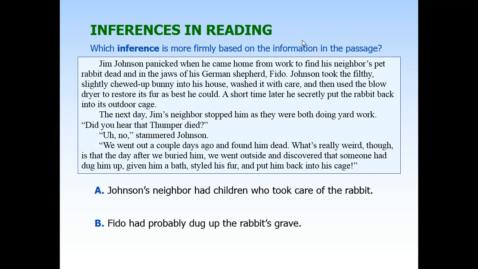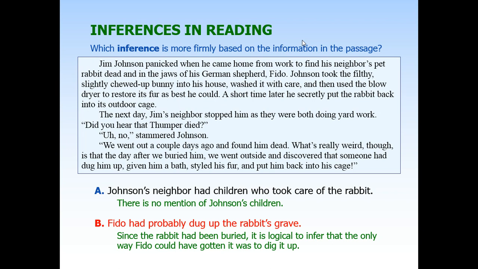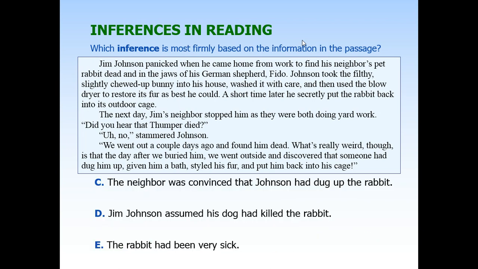Well, when you're working with inference, you have to also figure out based on the clues. Nowhere does it mention anything about the children who took care of the rabbit. Nowhere does it say that. So our logical inference is B, Fido had probably dug up the rabbit's grave. Next one. What's another logical inference based on this?